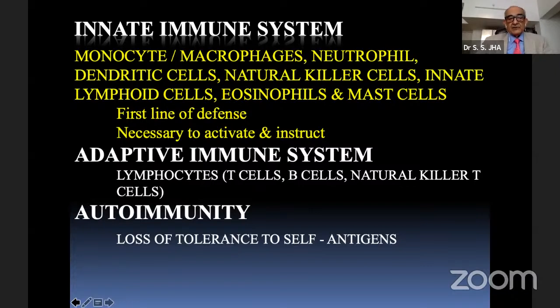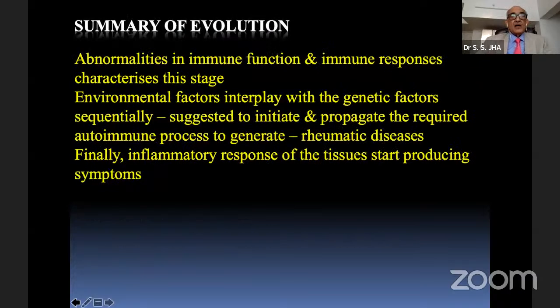And friends, it is a story which ends with autoimmunity, that there is a loss of tolerance to self-antigens. So how the disease evolves, in summary, we can say that abnormalities in the immune function and immune responses characterize this stage. Environmental factors interplay with the genetic factors sequentially, and they are suggested to initiate and propagate the required autoimmune process to generate the rheumatic diseases. Finally, the inflammatory response of the tissues starts producing symptoms.